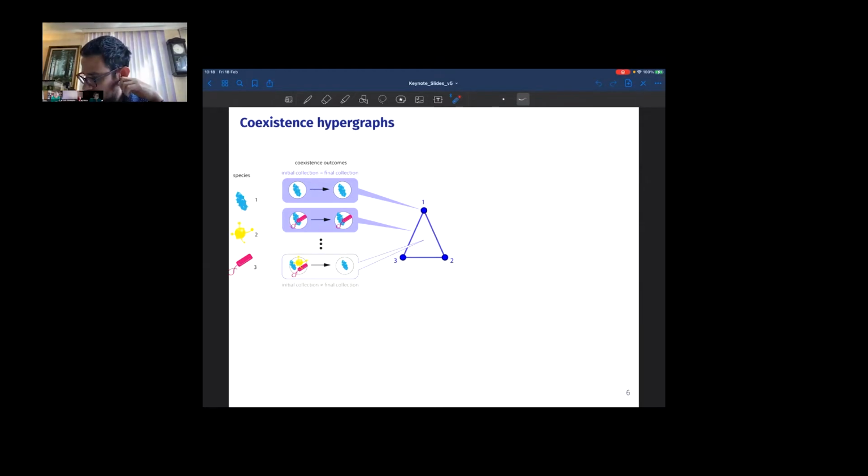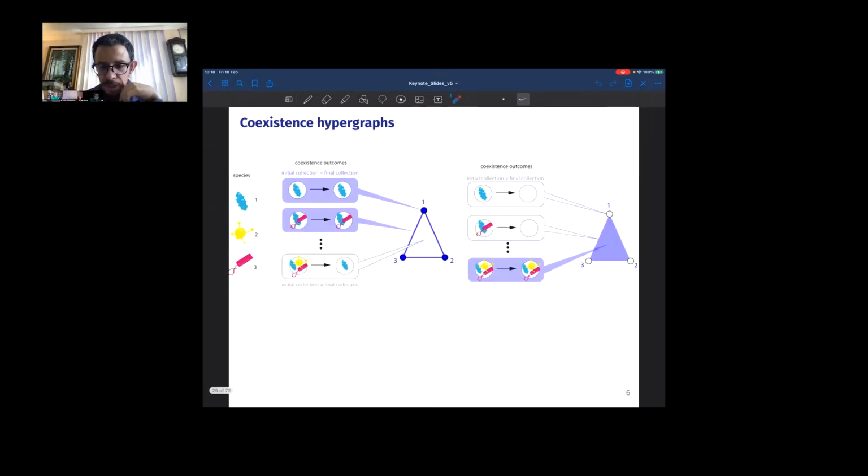So what this coexistence hypergraph is telling you is that 1 survives alone, 2 survives alone, 3 survives alone, 1 and 3 can survive, 1 and 2 can coexist, and 2 and 3 can coexist, but the 3 species together cannot coexist. So that will be an example of a coexistence hypergraph. Another example of a coexistence hypergraph that will be useful for us for thinking is the following one.